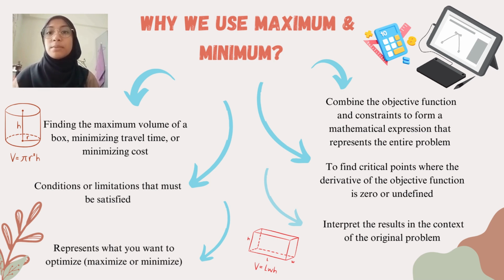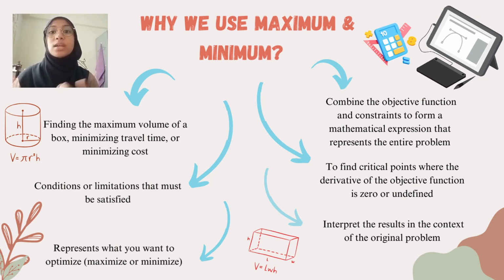Constraints are conditions or limitations that must be satisfied. Constraints could be restrictions on dimensions, budget limits, time constraints, and others. For example, the dimensions of the box may need to fit within certain limits to be accepted by the post office. For formulating the optimization problem, we combine the objective function and constraints to form a mathematical expression that represents the entire problem. This often involves setting up equations or inequalities based on the given information.